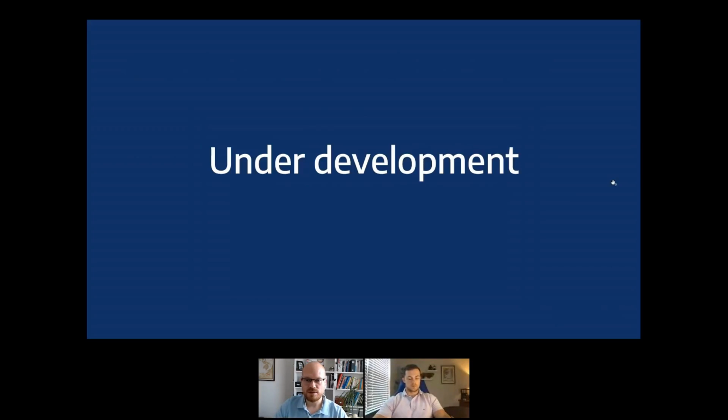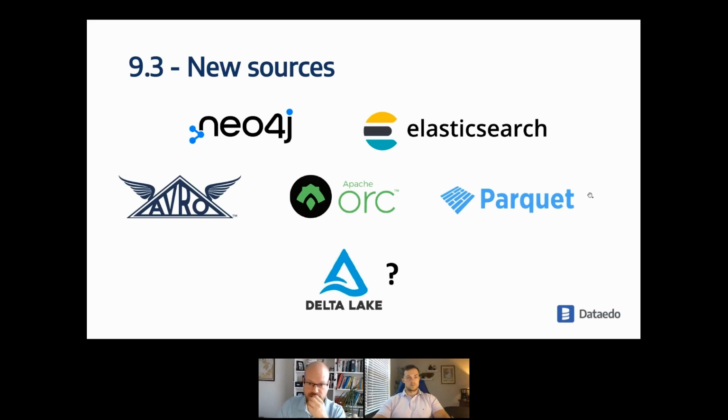Okay, so these were the changes in 9.2. Let's have a look at the next release and beyond. In 9.3, we are adding support for multiple new connectors, new databases. The first one is the most popular graph database, which is Neo4j. There's also the most popular search engine, which is Elasticsearch. And three major big data file formats, which are Apache Avro, Apache ORC, and Apache Parquet.